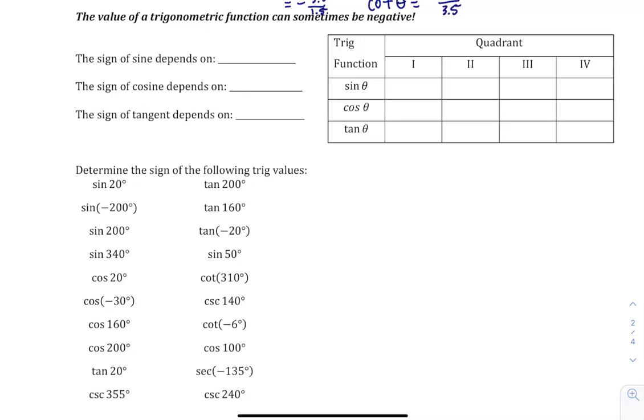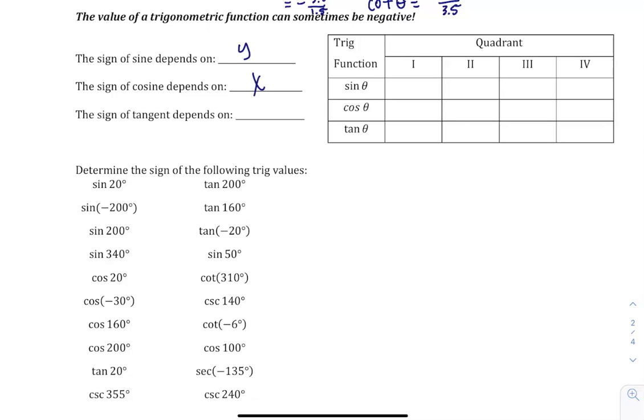So we saw in that last example that sometimes the trig functions end up as negative values. And that's absolutely possible when we're dealing with angles that are greater than 90 degrees. So I want us to think about how the quadrant affects the sign of these different trig functions. Well, the sign of the sine function is going to depend on your y value. So if y is positive, then sine will be positive. If y is negative, then sine will be negative.